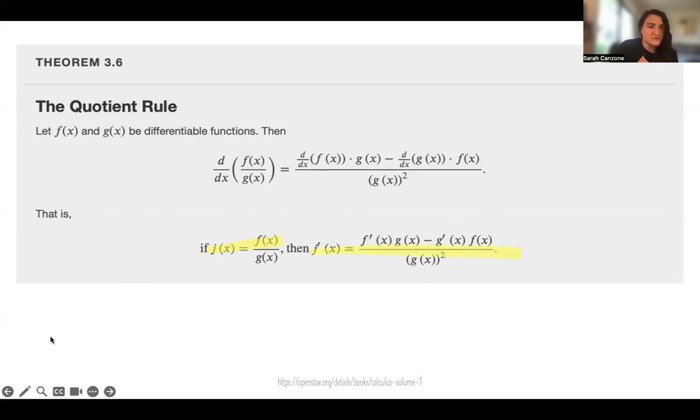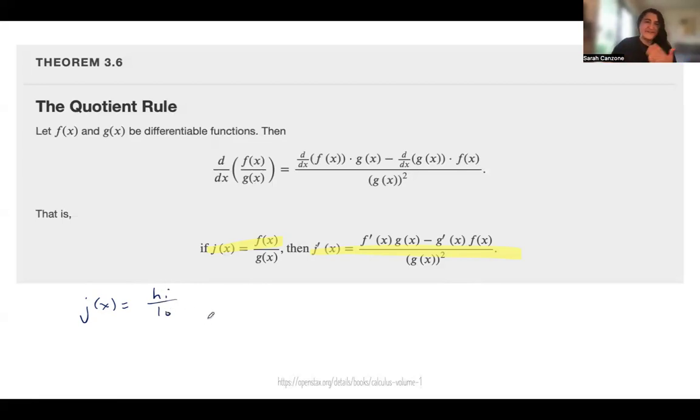Now, again, I said I have tricks for all of this. I think that this is really hard to memorize, especially for such a short period of time. This is how I was taught. If j of x is some function high over low, right? If this is some fraction, the numerator is higher than the denominator.